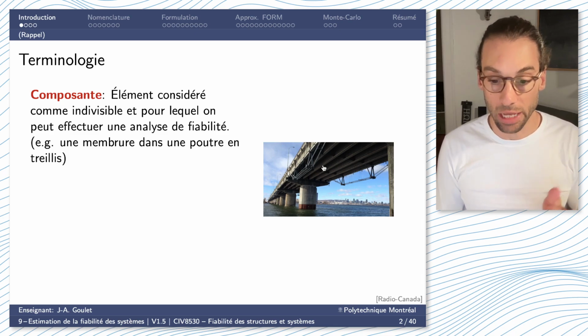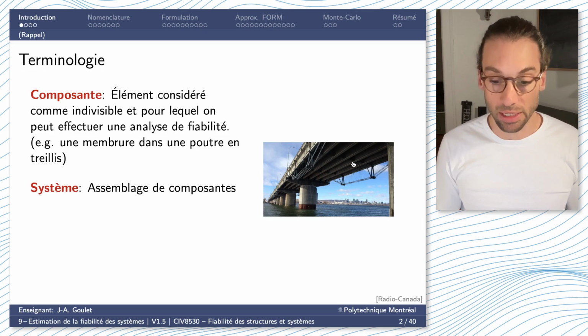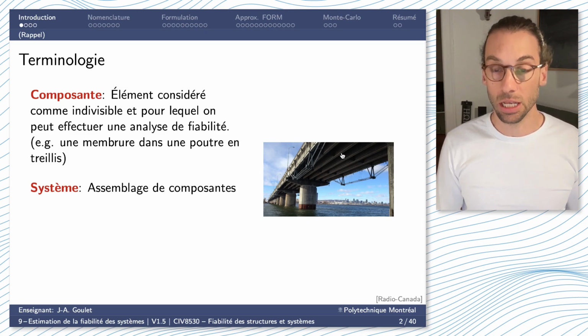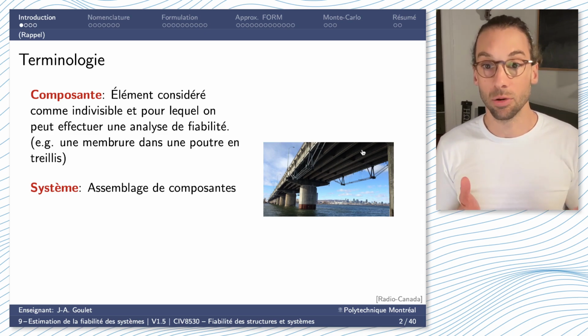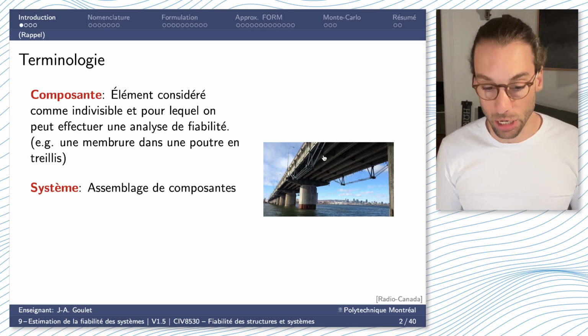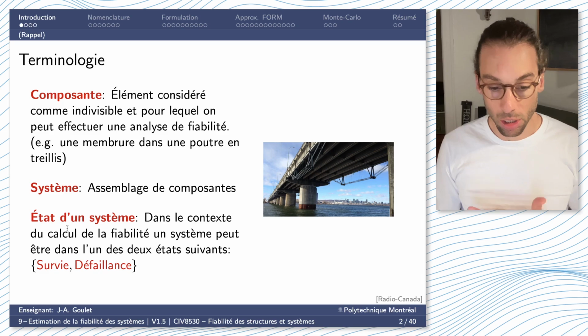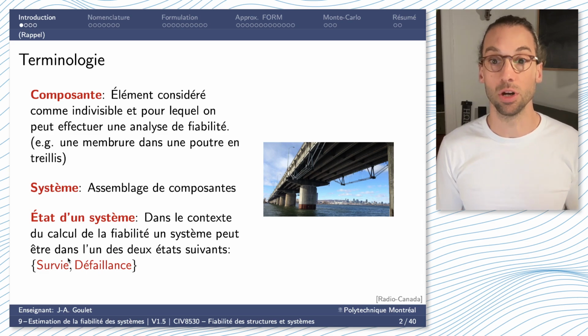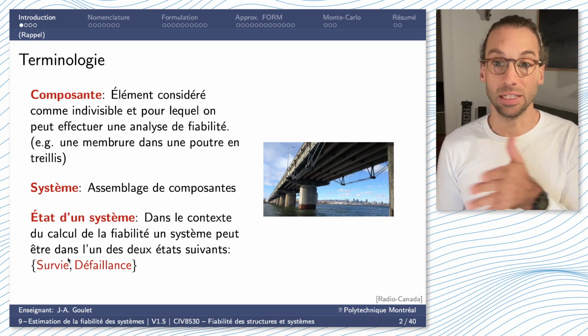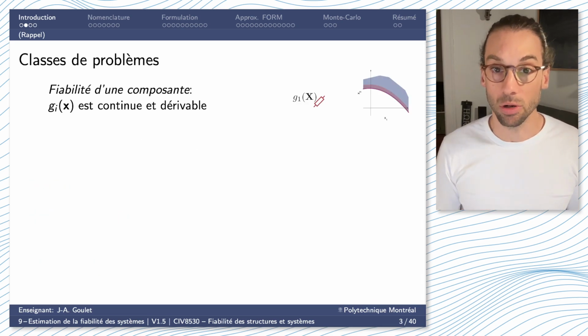But what we want to look at here is what happens for a system, when we have the assembly of several of these components. In this case, we have a parallel system, where we could consider that we need the failure of all of our beams in order to induce the failure of our bridge span. Just as we had for a component, which could be in failure or survival, our system can be in those two states, survival or failure. We want to quantify the probability of failure, but at the system level rather than at the component level.